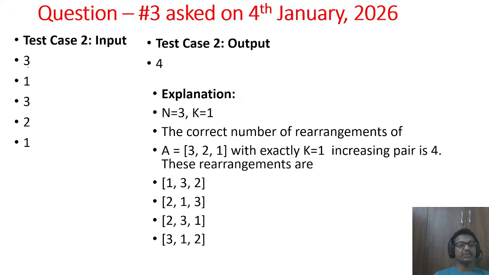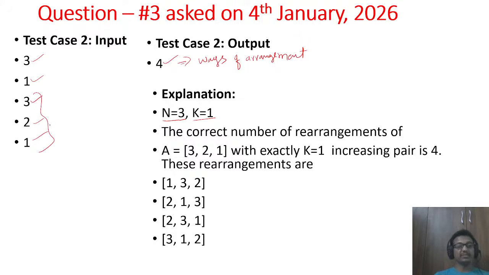So test case 2 input is 3, 1, that means there are 3 elements in the sequence. So k is 1. So the sequence should increase 1 time. That way you should arrange the numbers. What are the numbers here? 3, 2, 1. So they are given here. Just see here, N is equal to 3, k value is 1. So what should be the output? Output should be 4. So that means there are 4 ways in which you can arrange. 4 ways of arrangement is there. That is the meaning here. In 4 ways you can arrange these numbers.